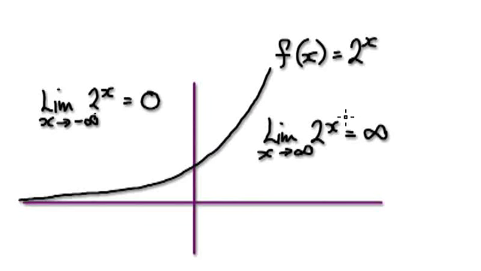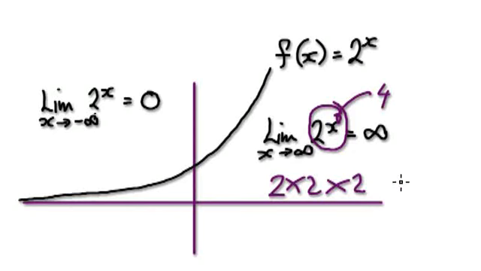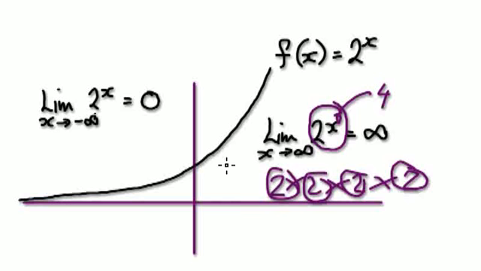So when you think about it, as you increase x, what you're actually doing is 2 to the power of x. Suppose x is, let's say, 4. It means 2 times 2 times 2 times 2. So you can see this number gets bigger and bigger each time, so it will head towards infinity.